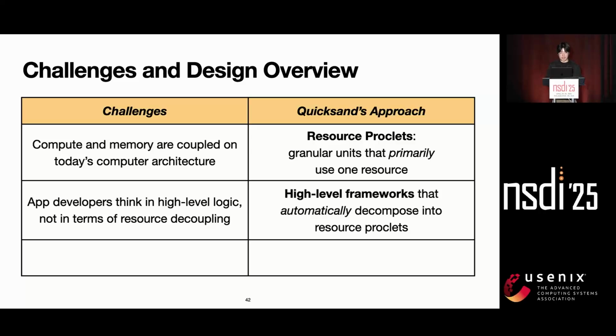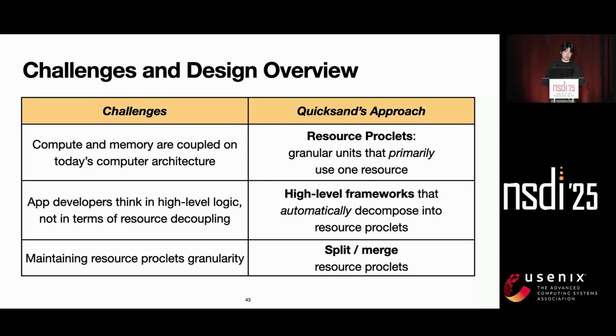traditional C++ application. Third, resource proclets need to migrate to use stranded resources across servers, but they need to be fine-grained to keep migration time low, which is critical for latency-sensitive applications. However, units that start out fine-grained may become big over time due to memory allocations and workload changes. Our solution is to dynamically split and merge resource proclets so that they can be migrated quickly without application performance impact.